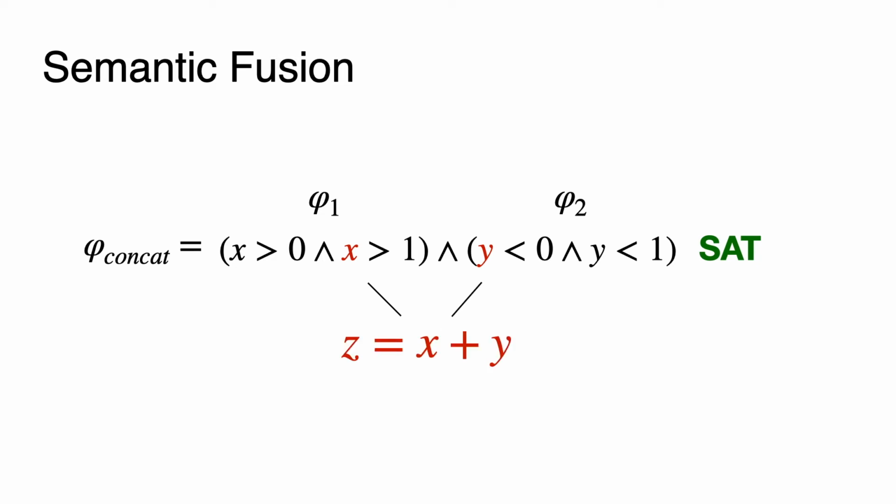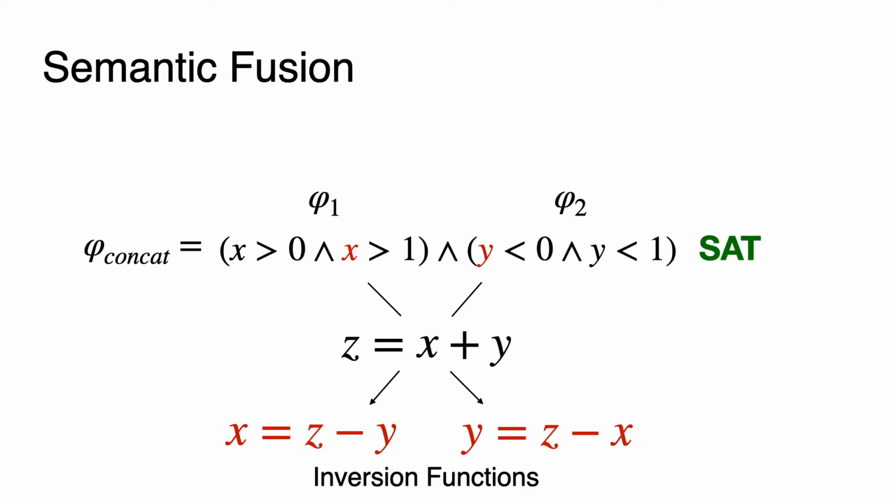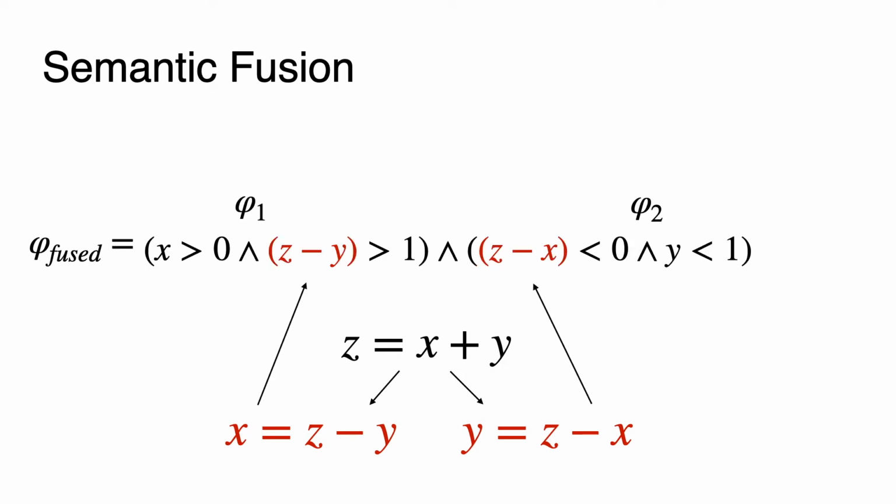Now we attempt to use a new variable z to build the connection between the two subformulas. First, we let z equal x plus y. This function is called the fusion function. Then, according to the fusion function, we invert it to x and y respectively. These two functions are called inversion functions. Next, we use the inversion functions to substitute some occurrences of x and y, for example, the second x and the first y.